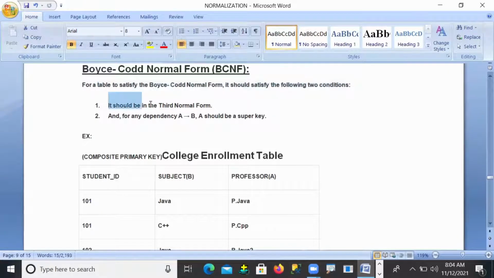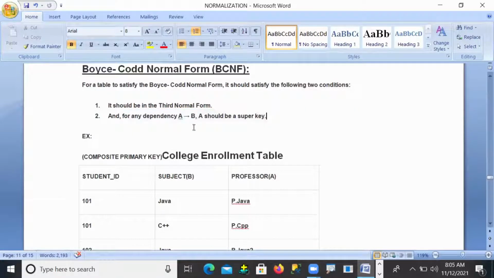One is that your table should be in third normal form, so that means there are no transitive dependency columns. And the second condition is: for any dependency A to B, suppose A depends on B, then A should be a super key. Suppose A depends on B, then A should be a super key.